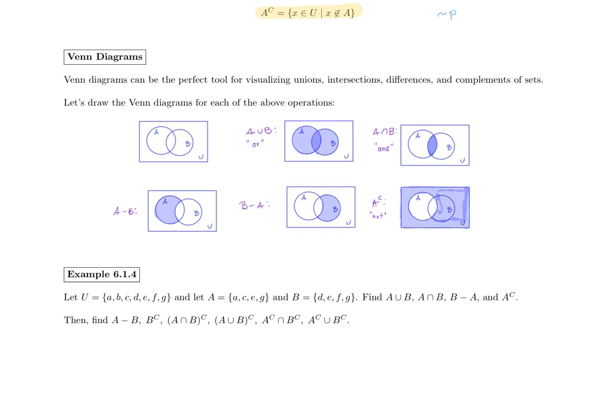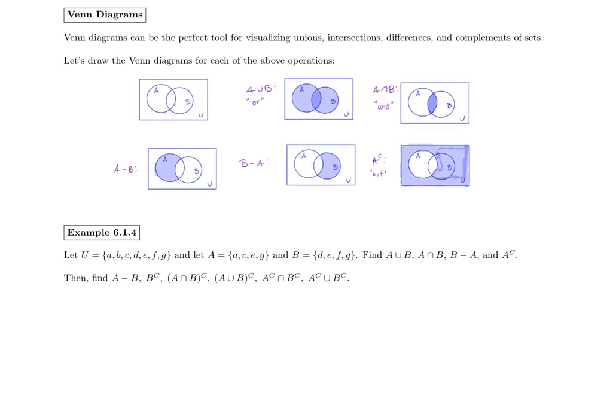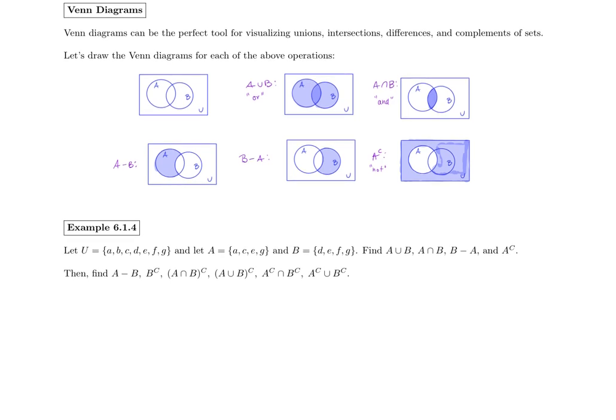So now that we've looked at Venns and we can visualize what's going on here, we can try to do some of these operations on specific sets with very specific elements. If we let U be our universal set and it is the letters A, B, C, D, E, F, G, and then we let A be the subset A, C, E, G, and B be the subset D, E, F, G, then we want to find A union B, A intersection B, B minus A, and A complement.